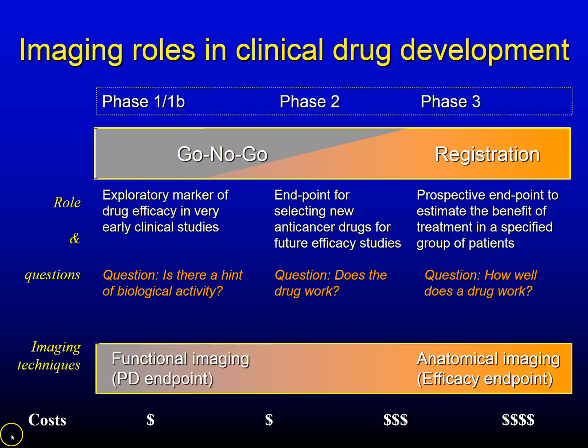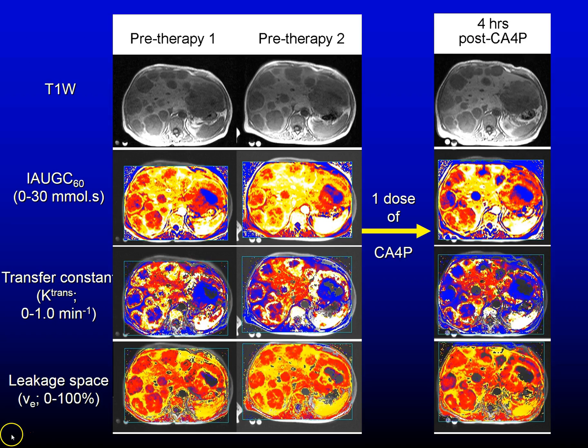So phase 1 clinical trials are trials that are undertaken when the drug is first given to man, and the question that is being asked is: is there a hint of biological activity? And that's when you require pharmacodynamic endpoints, and DCE-MRI is one of these pharmacodynamic endpoints.